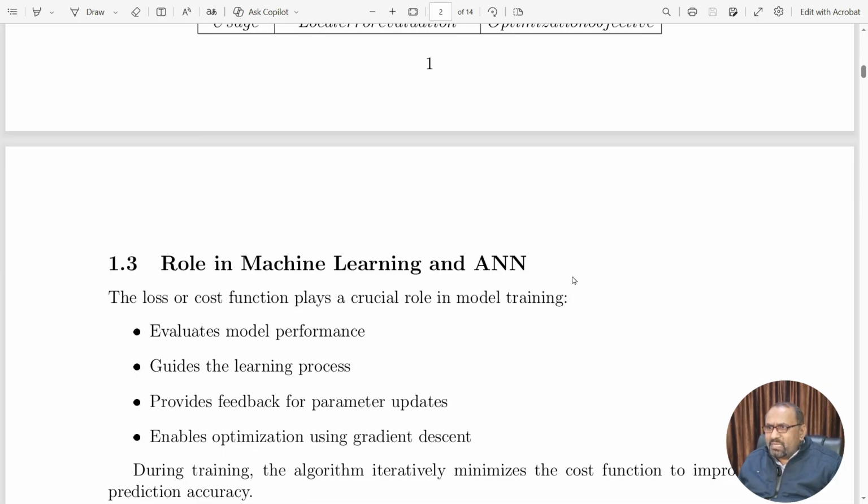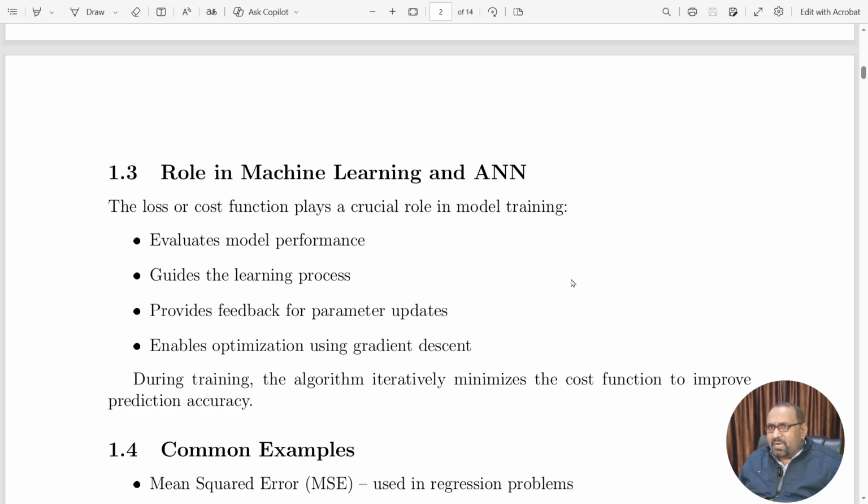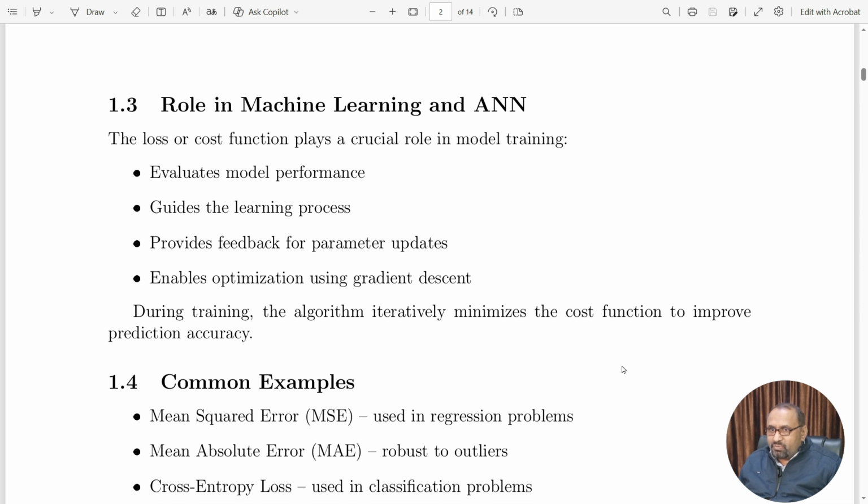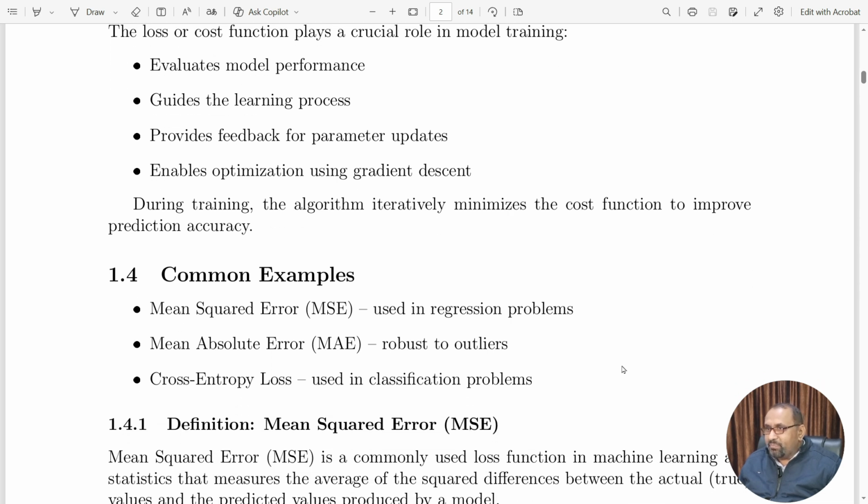So what is the role in machine learning and artificial neural networks? It is very clearly defined here. The loss or cost function plays a crucial role in model training: it evaluates model performance, guides the learning process, provides feedback for parameter updates, and enables automation using gradient descent. During training, the algorithm iteratively minimizes the cost function to improve prediction accuracy.